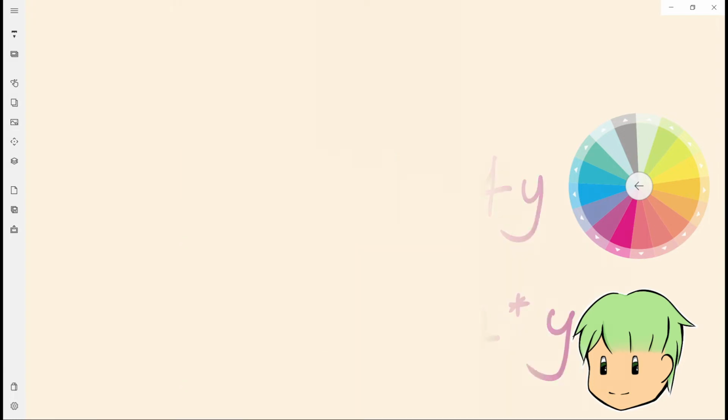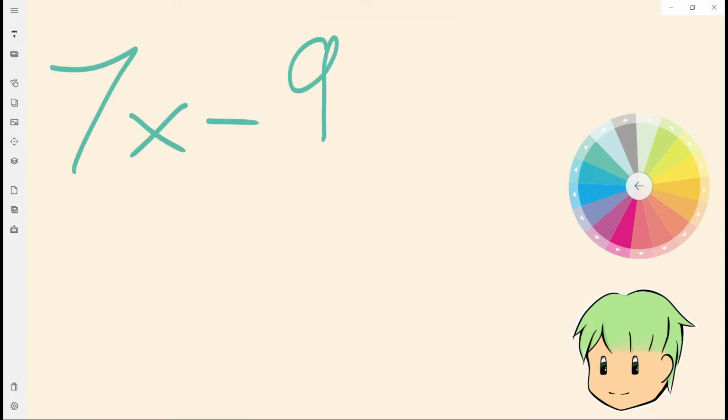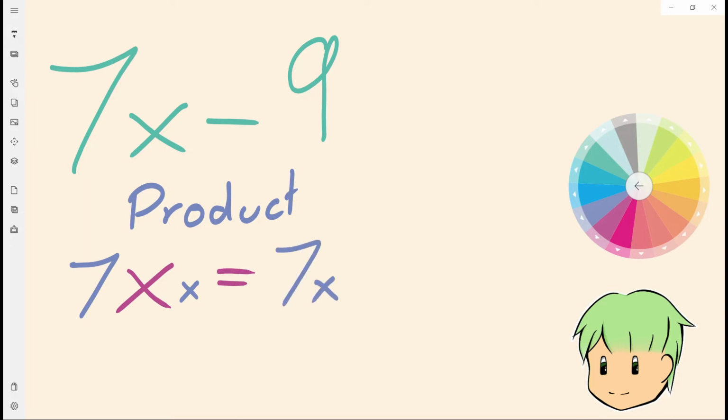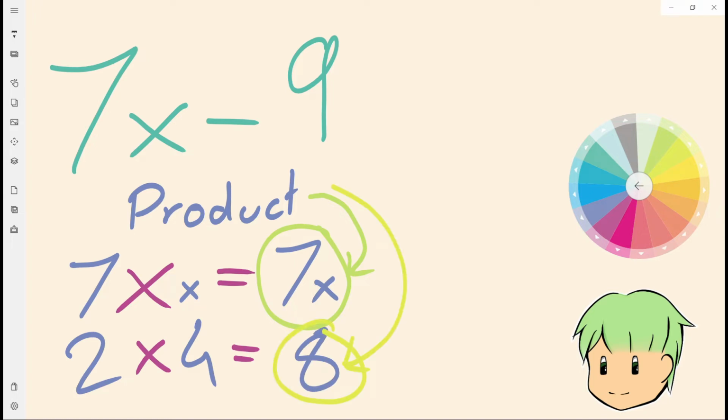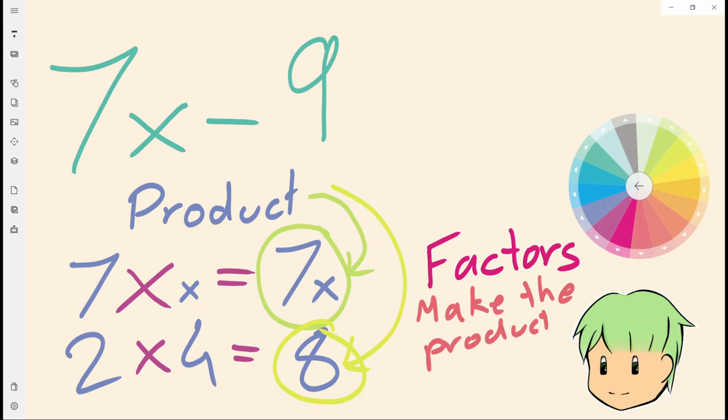If you have the expression 7x minus 9, 9 is subtracted from the product of 7 and x. Now what is a product? Product here is the result of multiplying two things. If you have 7 and x, the product of these two is 7x. If you have 2 and 4, the product of these two is 8. Factors are the opposite. Factors are multiplied to make the product. In the example of 7x, 7 and x are the factors, while 7x is the product of these factors.